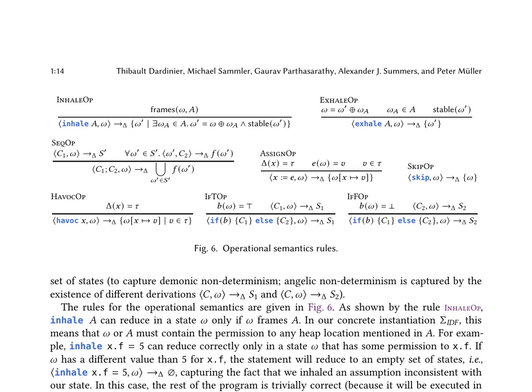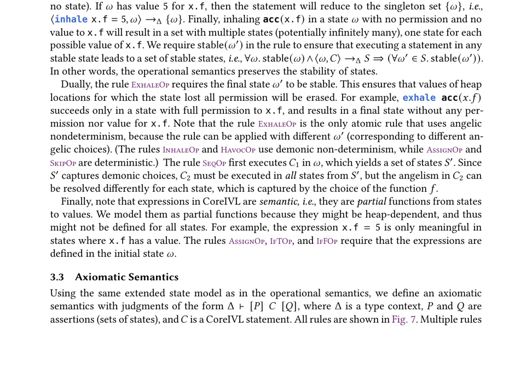The authors also discuss the axiomatic semantics of core IVL, with judgments of the form Δ ⊢ {P} s {Q}, where Δ is a type context, P and Q are assertions, and s is a core IVL statement. The rules for axiomatic semantics are shown in Fig. 7, which capture the logical consequences of executing core IVL statements.